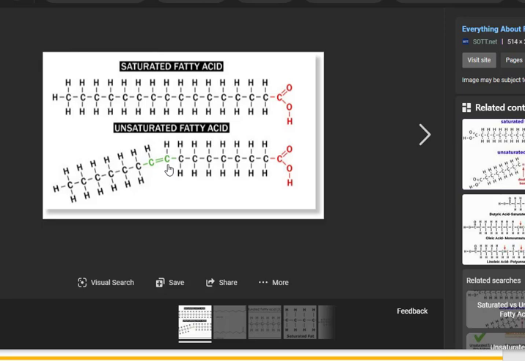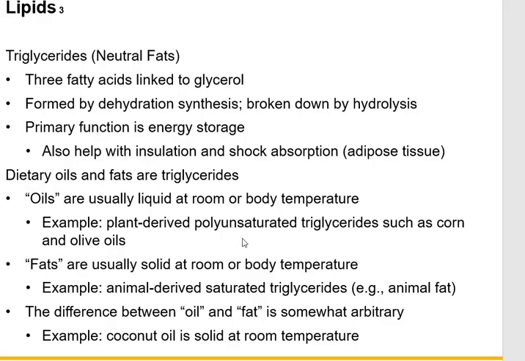And anytime you have an unsaturated fatty acid, it puts a kink in it. So this is straight, and this is kinked. And when you have kinks in your fatty acid, it tends to stay liquid at room temperature. A lot of your unsaturated fats come from plants. So corn oil, olive oil, these are unsaturated. And of course, if you've ever cooked with olive oil, you know it's a liquid at room temperature.